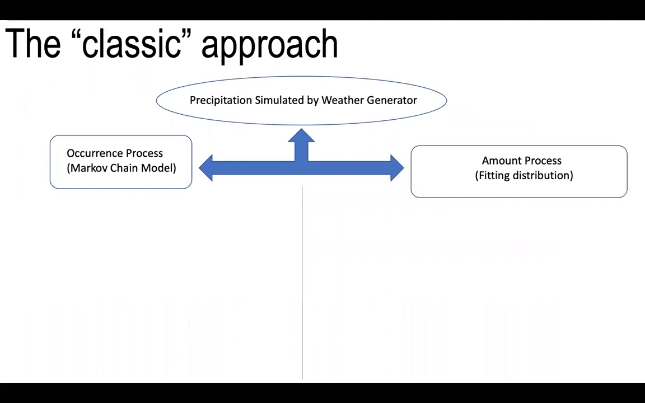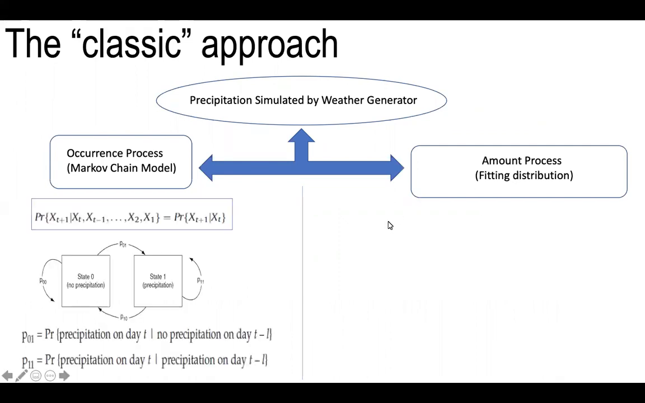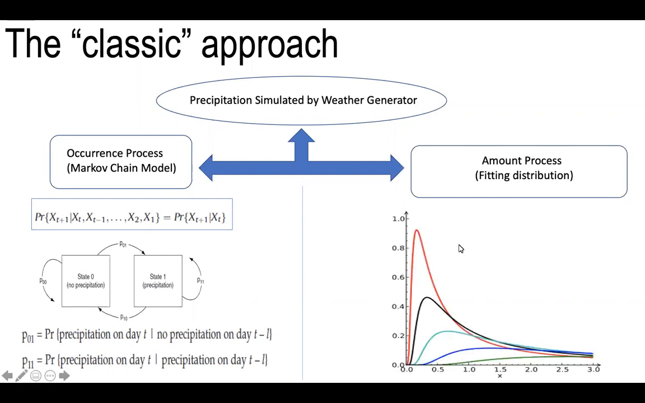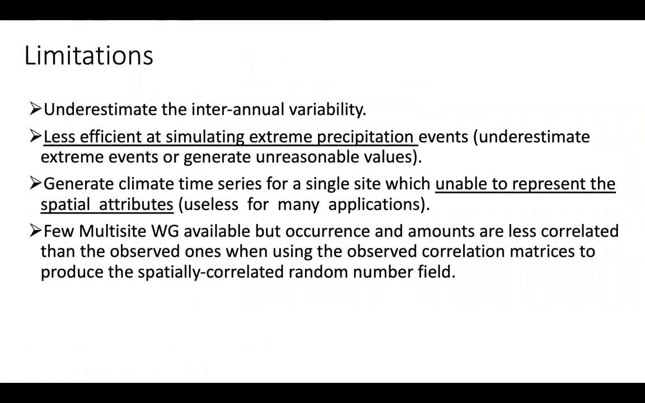Let me explain the classical approach by Richardson, mostly for rainfall. It has two stages: one is the occurrence process and one is the amount process. The occurrence process is mostly based on a Markov chain, where the probability of rainfall depends on the immediate past. Once the occurrences are decided in terms of probability, they fit different kinds of distributions to get the amount process. But it has huge limitations.